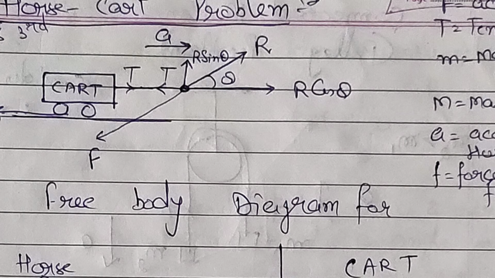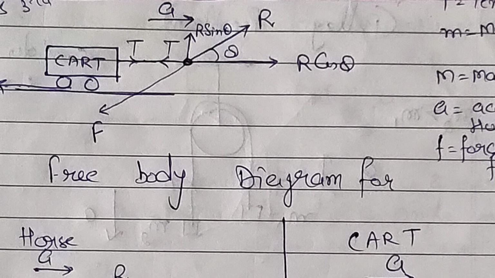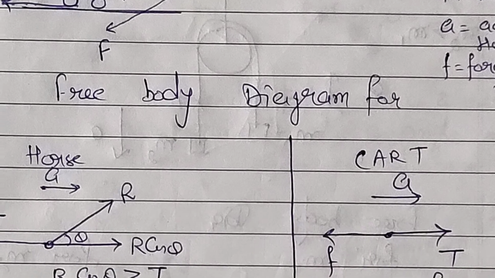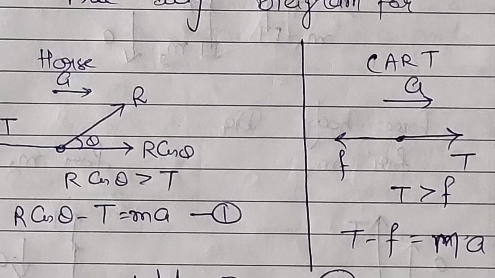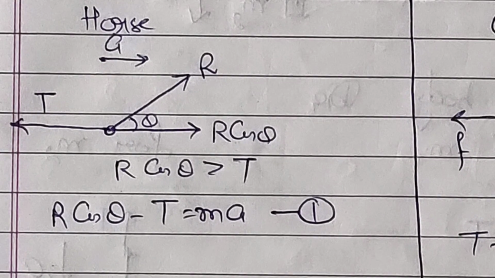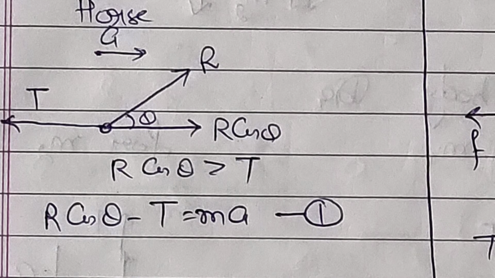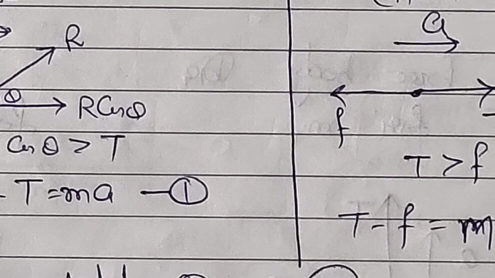R cos theta is the component in the horizontal direction, which is responsible for the motion. This R cos theta is greater than the tension between the cart and the horse. Let us make a free body diagram for the horse and the cart. For the horse, R cos theta is greater than T. That's why the horse will move. So R cos theta minus T is equal to m into a. R cos theta is positive because acceleration is in the forward direction, and T is negative because it is opposite to the acceleration. This is equation number 1.